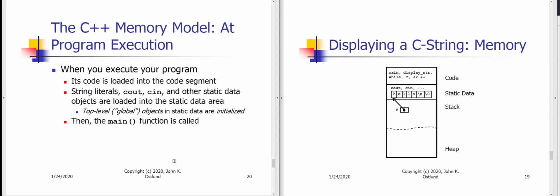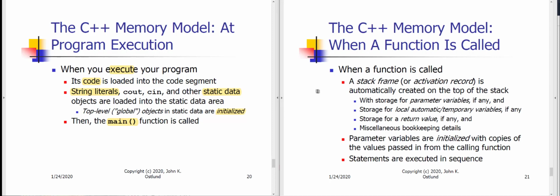Okay, so to summarize this process about how memory gets used, when you execute your program by typing its name and hitting the enter key or by double-clicking on its icon, the code for the program gets loaded into the code segment. Then things like string literals and cin and cout and so forth get created in static data and initialized as specified in the code. After the static data has been loaded into memory and initialized, finally the main function gets called, and that kicks off the behavior of the rest of the program.